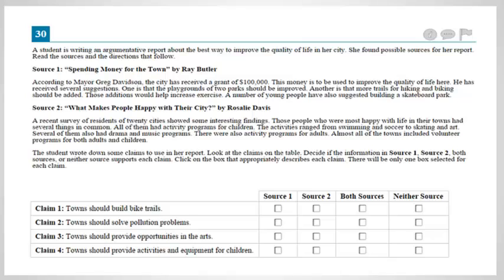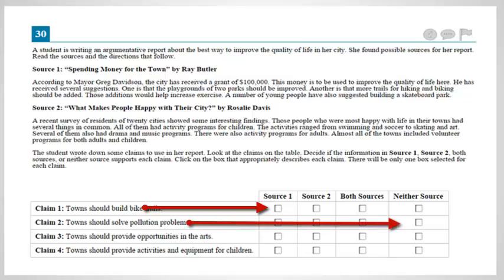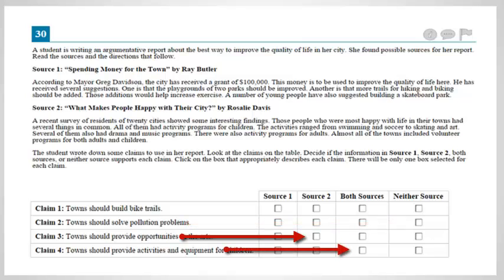Here are the answers. Claim 1, source 1. Claim 2, neither source. Claim 3, source 2. Claim 4, both sources. And one other detail I noticed, Claim 4 ends with "for children," but source 1 talks about "young people." So our students will need to know about word choice and synonyms.